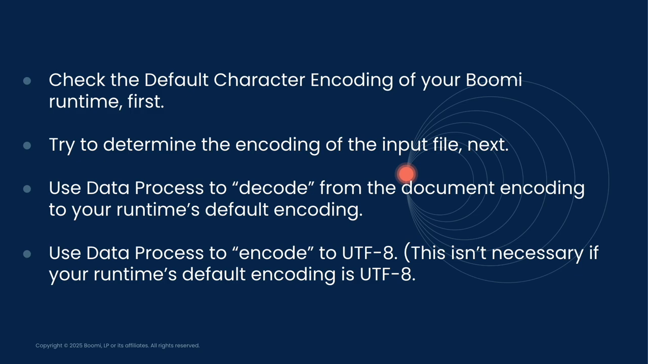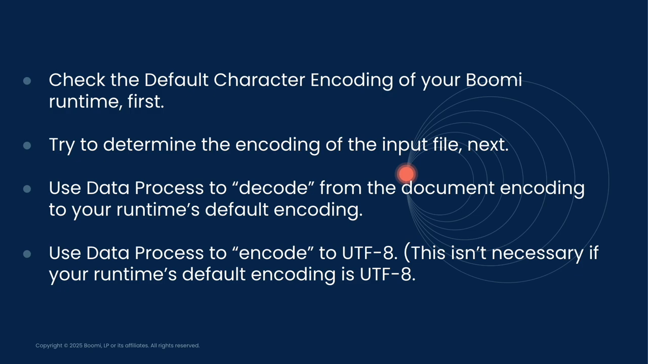And the way we correct this problem is to use the data process shape to decode from the document encoding to your runtime's default encoding. If your runtime already uses UTF-8, then that's the only step you need. If your runtime uses a different encoding, then you need to add a second step to encode from your runtime's default encoding to UTF-8. The reason this is necessary is that the JSON parser requires the input file to be in UTF-8 encoding.